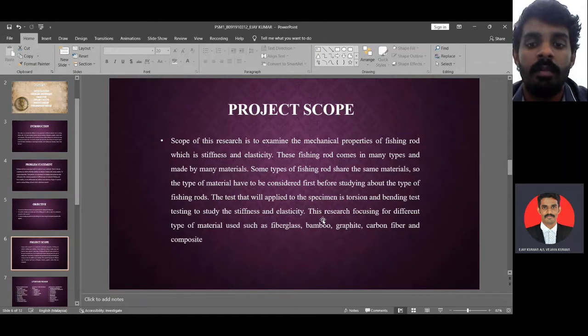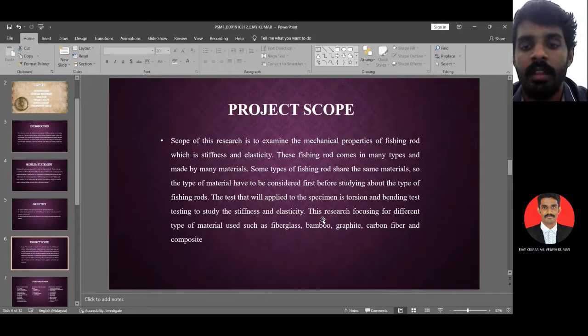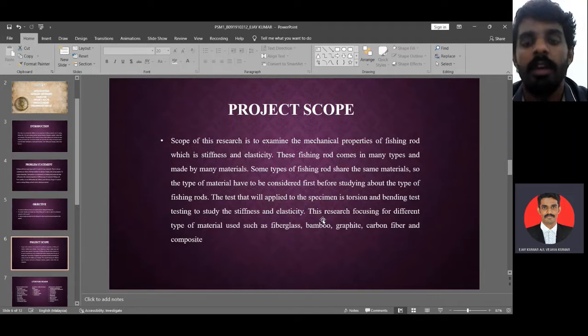The test will be applied to the specimen in torsion and bending test. Testing to study the stiffness and elasticity. The research focuses on different types of material used such as fiberglass, bamboo, graphite, carbon fiber, and composite.